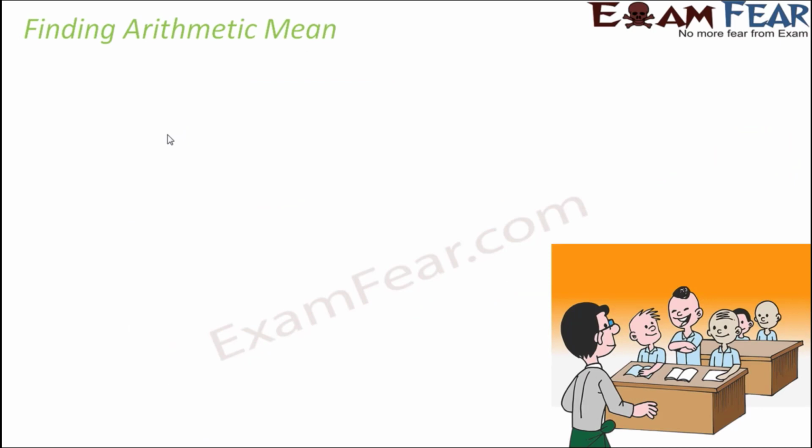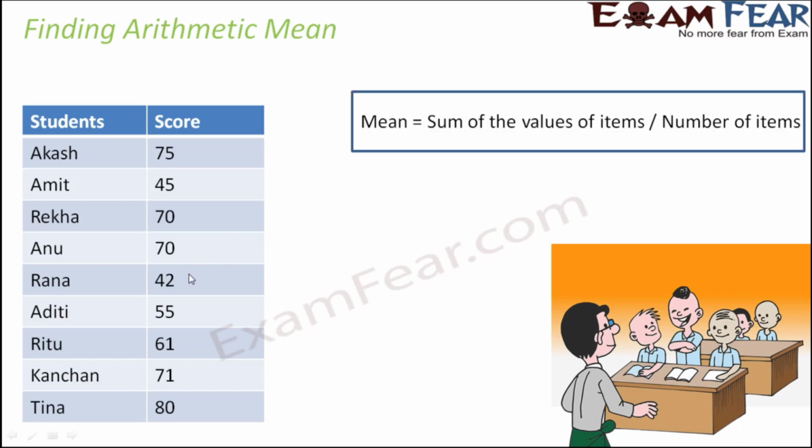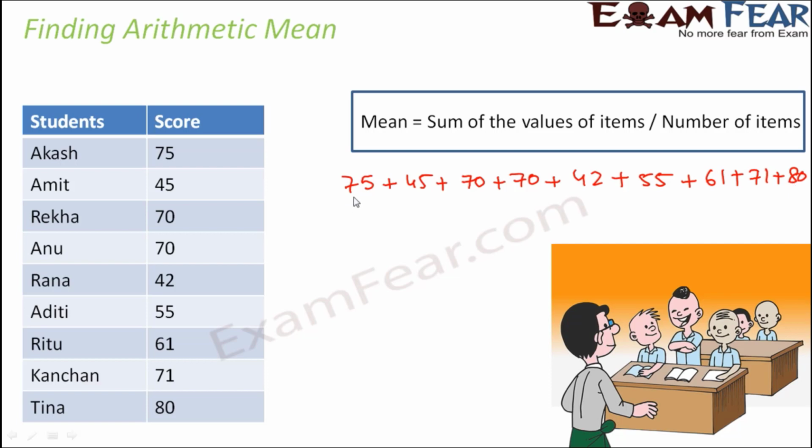So again we will now look at finding the arithmetic mean. We will take the same example of student scores. These are the scores of the different students in the class. Now we already saw that arithmetic mean is equal to the sum of the values of items divided by the number of items. So here the sum of values would be something like this: 75 plus 45 plus 70 plus 70 plus 42 plus 55 plus 61 plus 71 plus 80. This is the sum of the values, divided by the number of items. Here items would refer to the number of students.